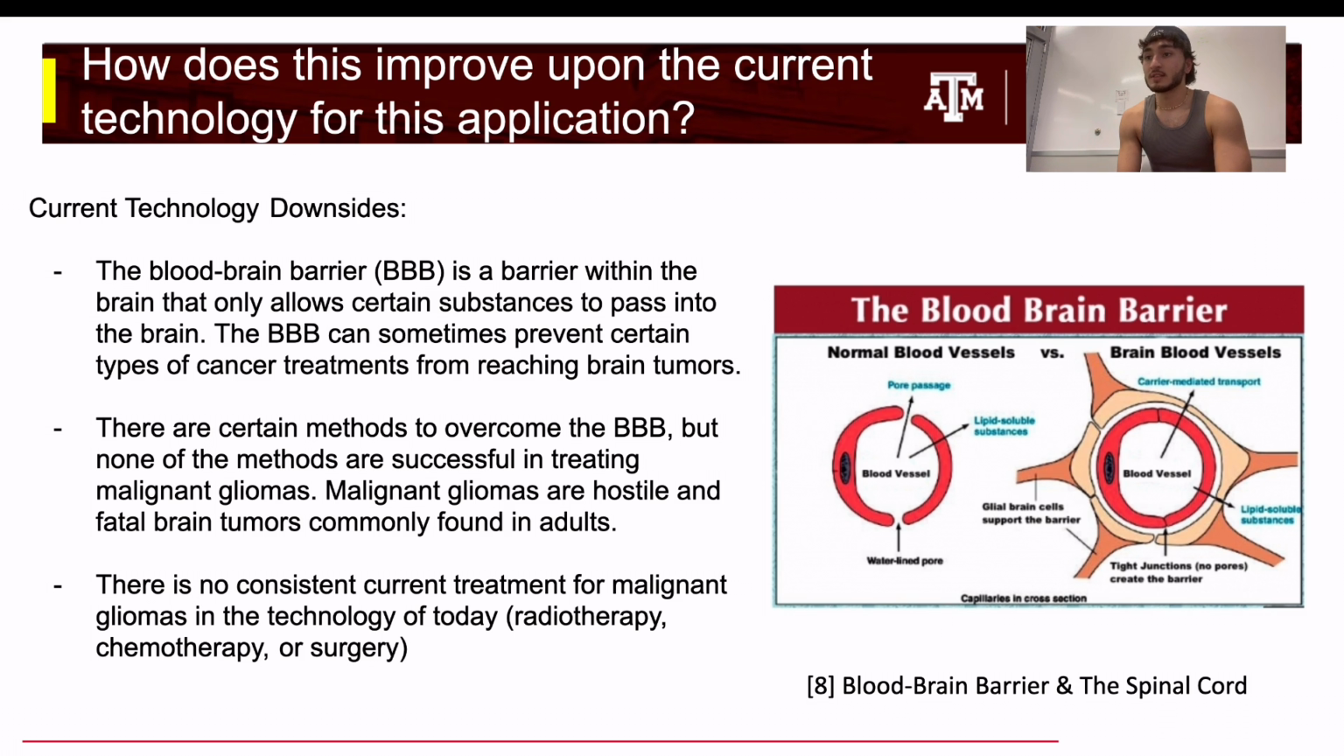Malignant gliomas are hostile and fatal brain tumors commonly found in adults. There is no consistent current treatment for malignant gliomas in the technology of today, which is radiotherapy, chemotherapy, or surgery.